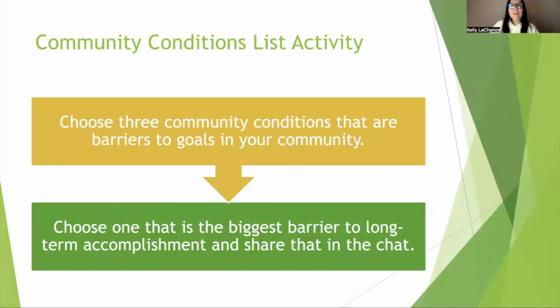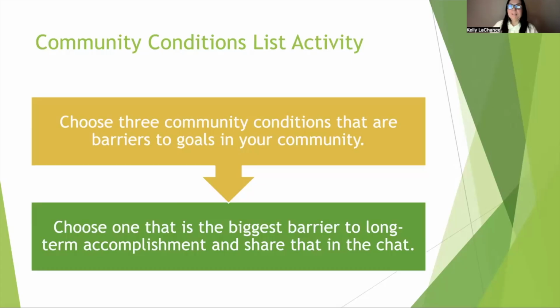So let's look at this community conditions list activity. So you would choose 3 community conditions that are barriers to your goals in your community. So go ahead and think about that. You can do that at this time. Choose 3 community conditions that are barriers to goals in your community. You can also pause this video if you would like to take some more time with that. And then also choose one that is the biggest barrier to long-term accomplishment and share that.